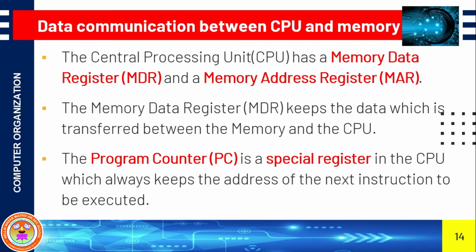Today we are going to see the continuation of chapter number 3, computer organization. So today, what is the topic we are going to discuss? Data communication between CPU and memory. This is the topic. Especially, we are going to discuss how the data communication process should happen between the CPU and memory.